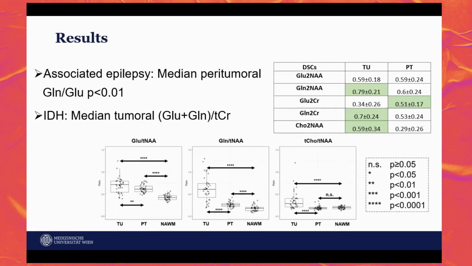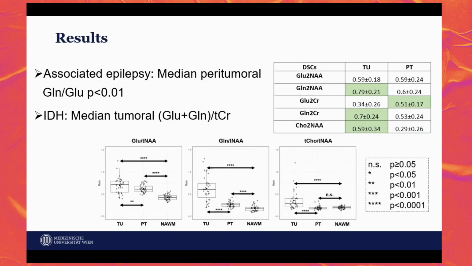We found several interesting things, like that the ratio of glutamine to glutamate correlates with associated epilepsy, that also glutamate plus glutamine correlates with IDH, that the DSCs are, that's a bit too long to explain probably now. Let's look at this figure here.